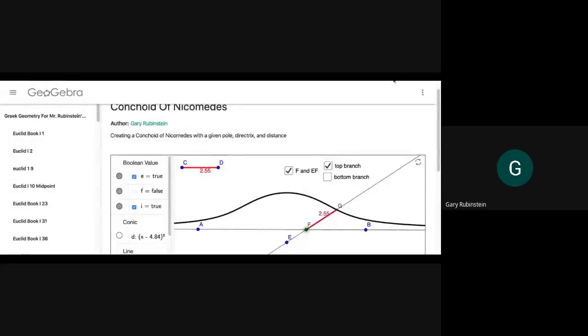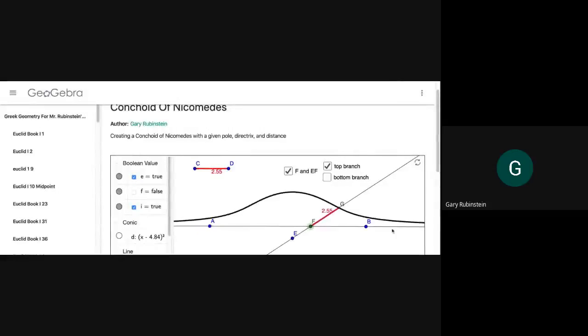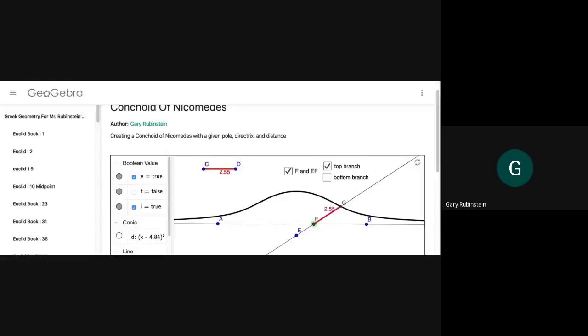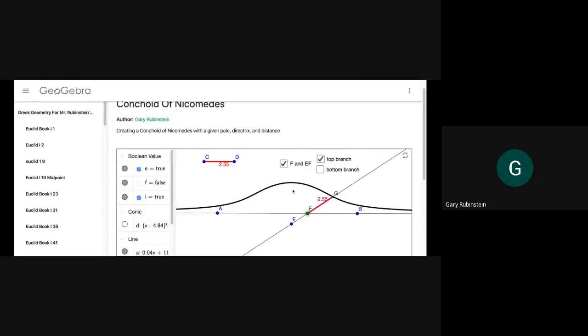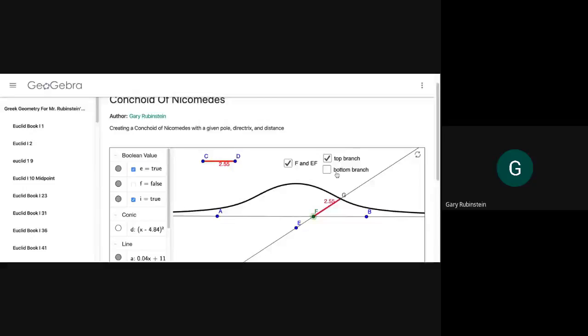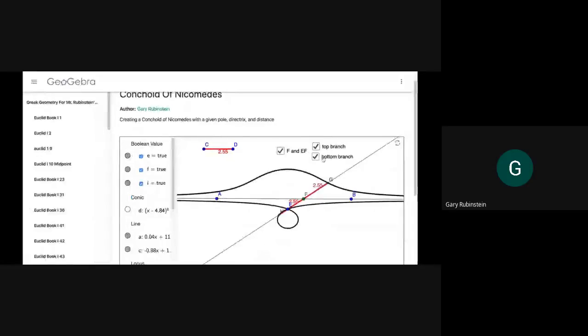Okay, so now what you should see on the screen is an unusual curve, and it's called a conchoid. Often it has this thing on the bottom also, these two branches. Wait, let me get my, hold on, is it there? Yes. I think I need to move this. Okay, maybe you can see more of it now.